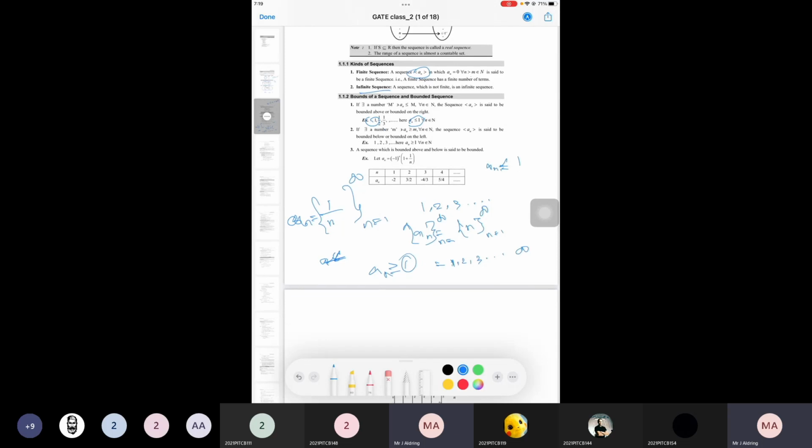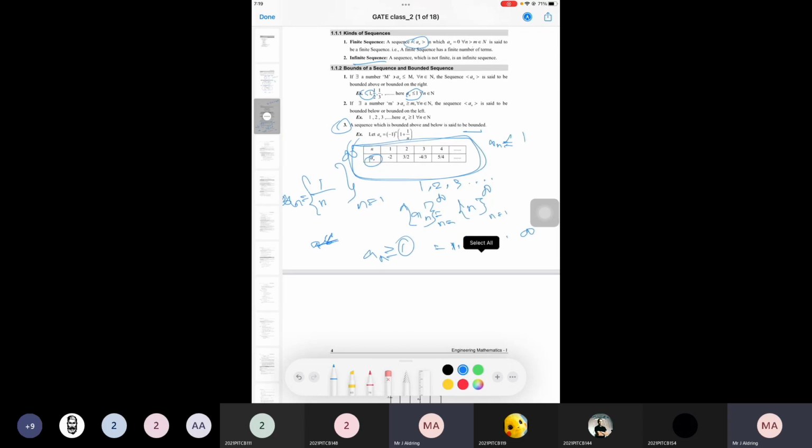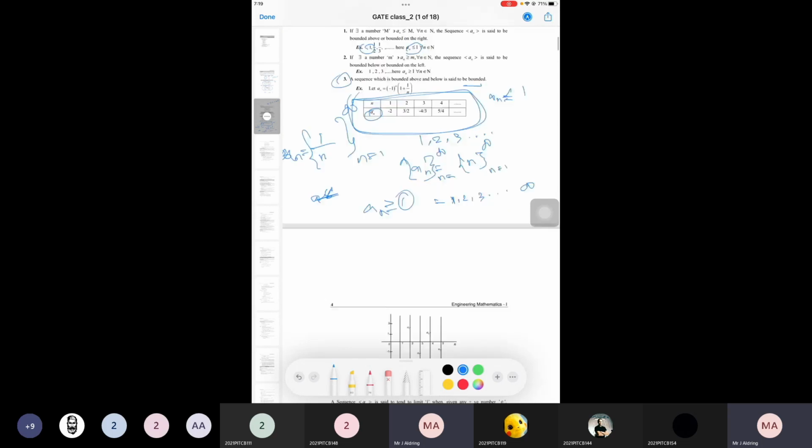Then you can see the next example, the third one: a sequence which is bounded above and bounded below. It should be bounded. If you see the table here, n goes on up to infinity, with certain numbers 1, 2, 3, 4 up to infinity. Here an is a certain function. The given sequence is an equal to (-1)^n times (1 plus 1 by n). If you apply n values in this sequence, you will get -2, 3 by 2, -4 by 3, 5 by 4, and it goes on up to infinity.